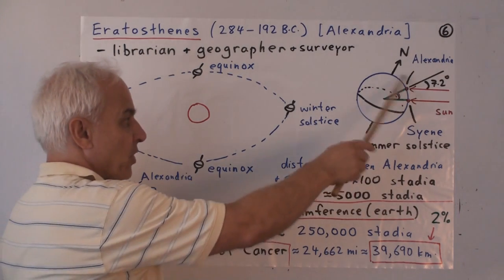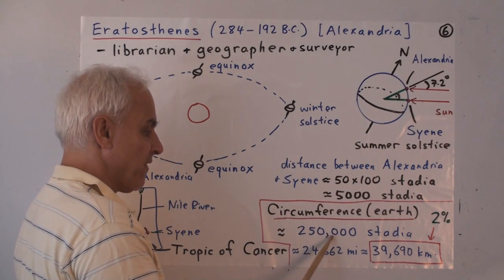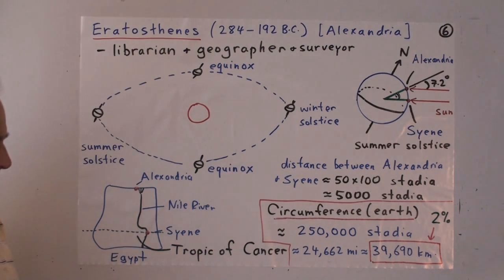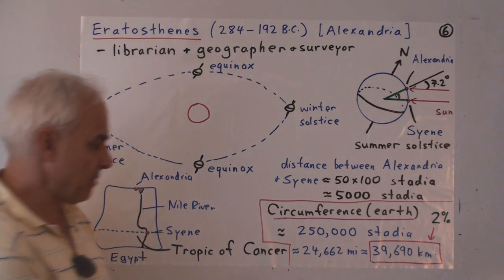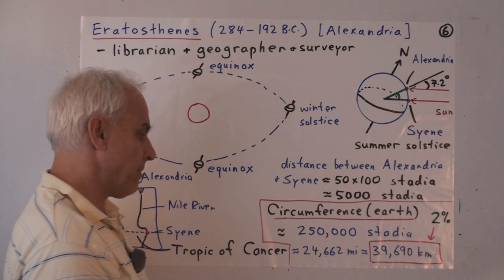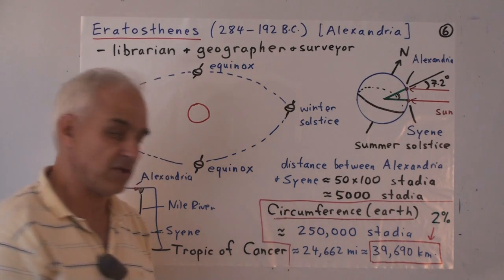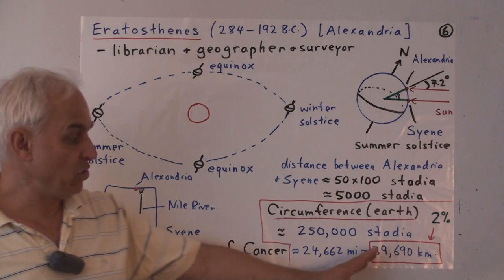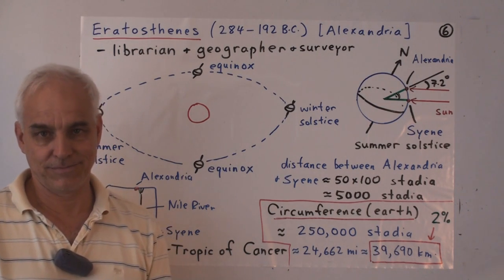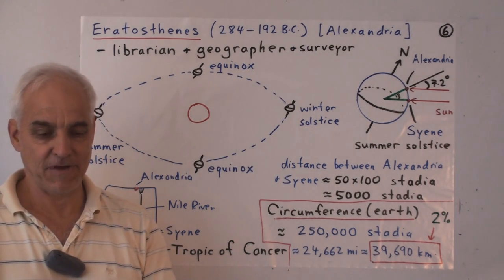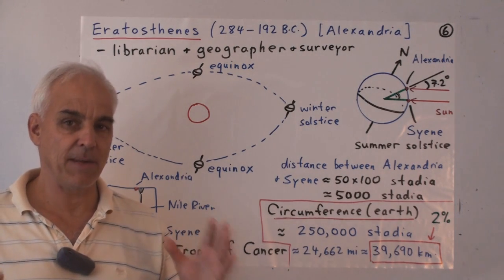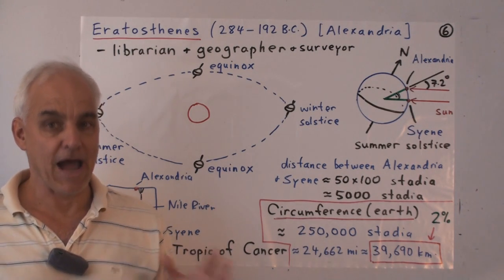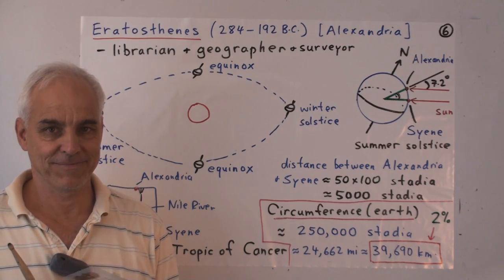The circumference of the Earth has to be 250,000 stadia, which is roughly about 25,000 miles, or close to 40,000 kilometers. And that was actually a very good calculation. That's within 2% of the true value. That's a very important calculation. The first time someone had figured out how big the Earth is.